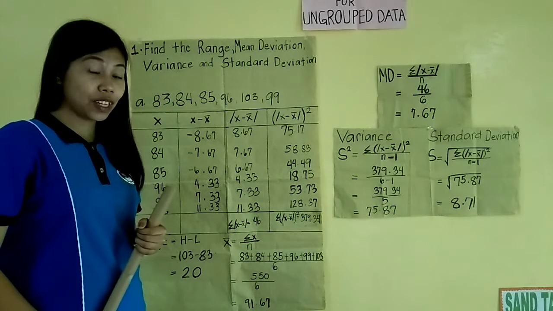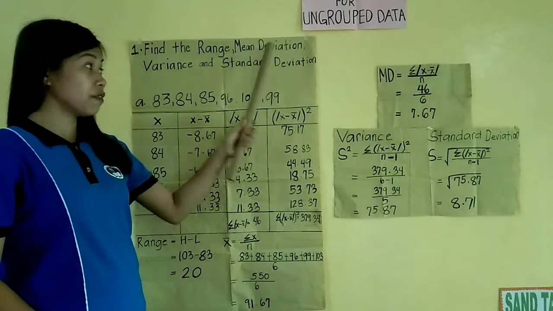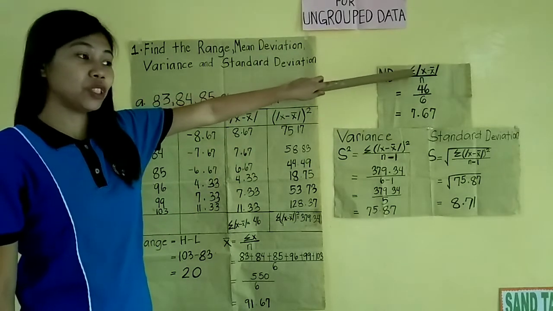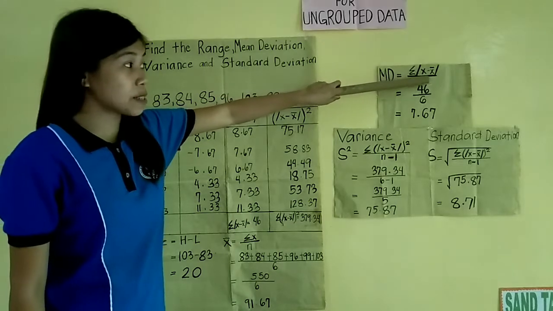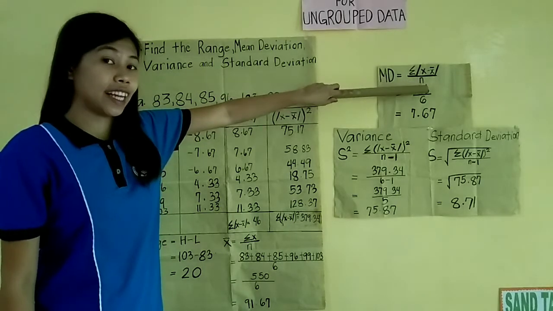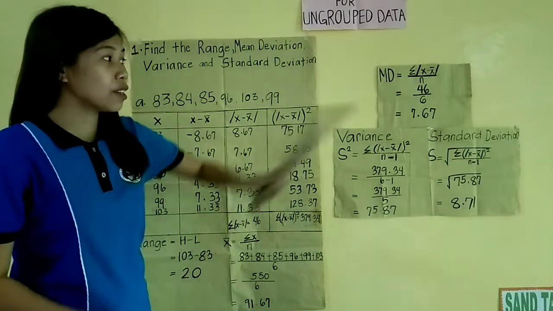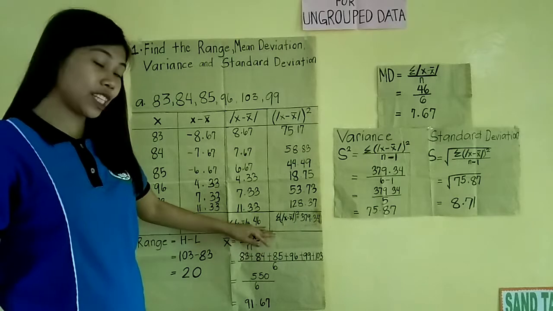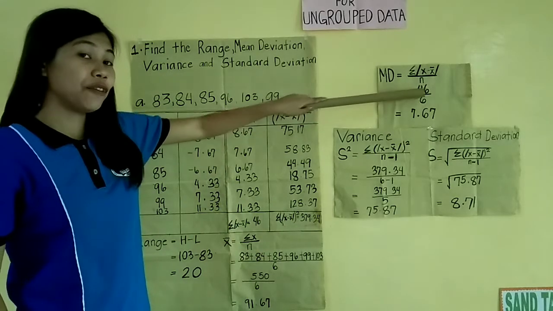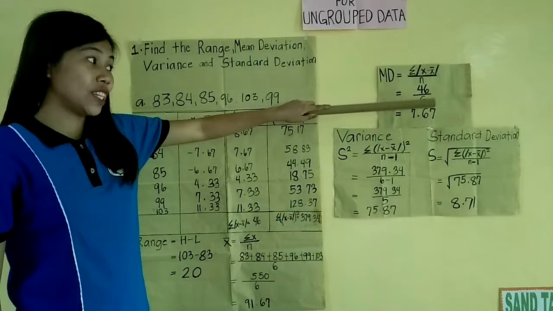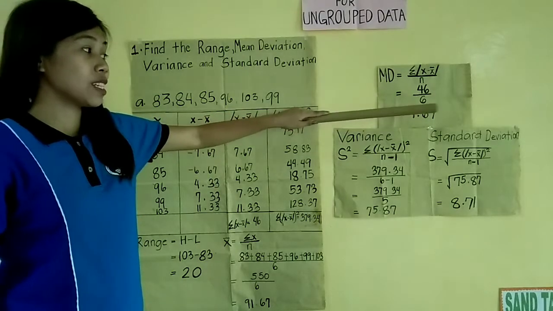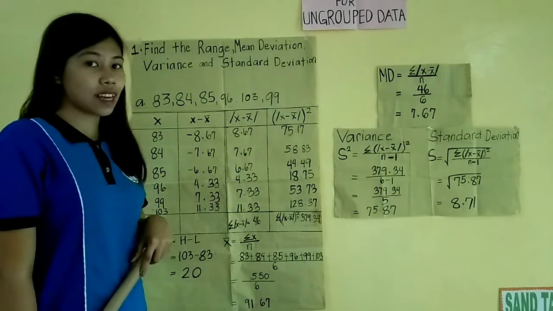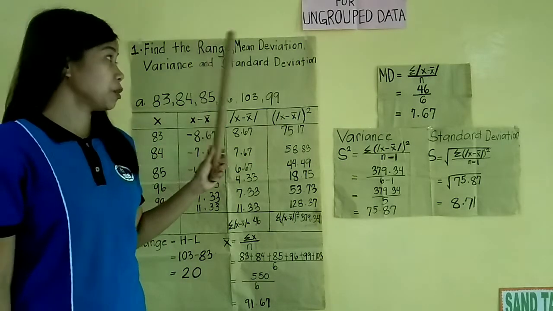Now, let's proceed to our formula for finding the mean deviation. And here it is. Mean deviation is equal to the summation of absolute value of x minus mean over n. So, our value of the summation of absolute value of x minus mean is 46. So, 46 divided by n, which is 6, equals 7.67. Our mean deviation, therefore, is 7.67. Now, we're done with the range and mean deviation.